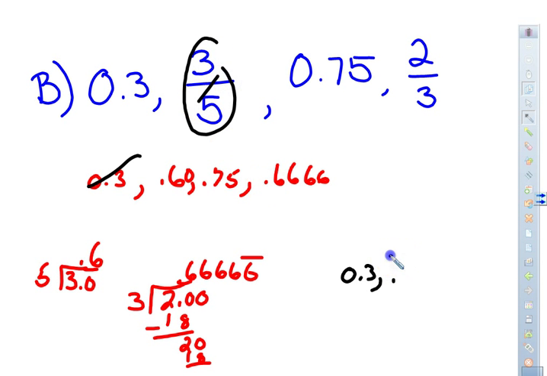Okay, so we've got to write what they originally had, which was 3/5. Okay, and then we have the 66 repeating, which is equivalent to my 2/3, and the last one is my 75 hundredths for the last. So that is my order from least to greatest.